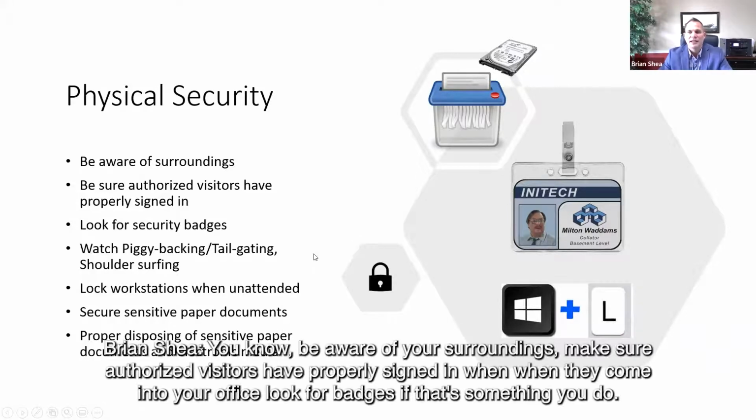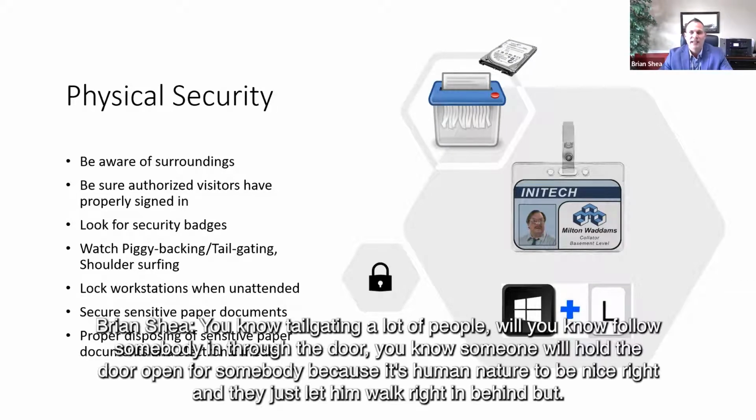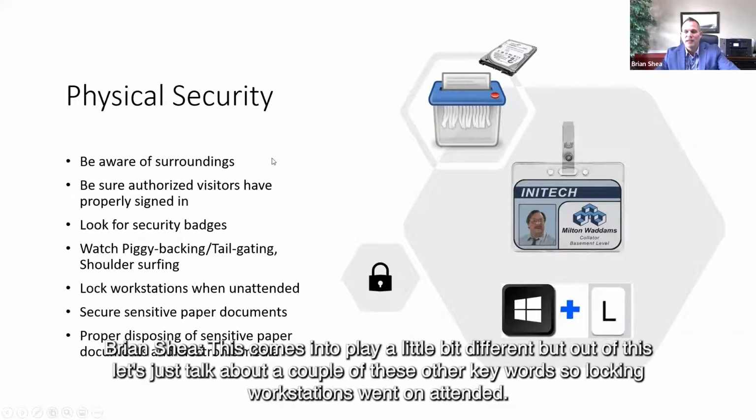Be aware of your surroundings. Make sure authorized visitors have properly signed in when they come into your office. Look for badges if that's something you do within your organization. Tailgating: a lot of people will follow somebody in through the door. Someone will hold the door open for somebody because it's human nature to be nice, right? And they just let them walk right in behind. But in a very large organization, you don't know everybody. In a smaller office, you probably know faces and know people. So depending again on the office type, building, and industry, this comes into play a little bit differently.